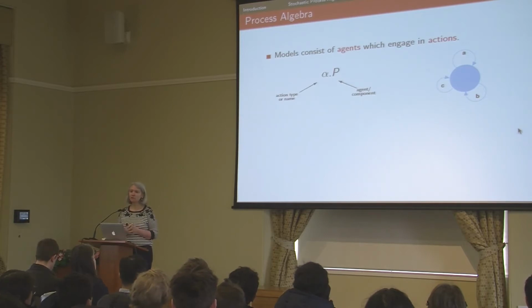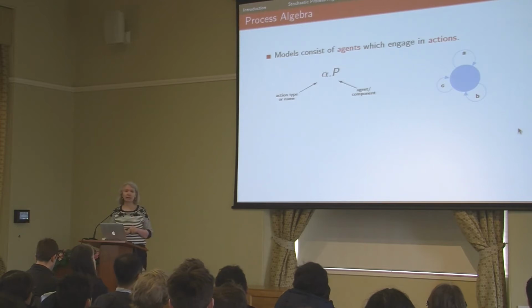Their languages are called CCS and CSP, and the C is communication for both of them. So they're really about interaction between agents, and they were designed at first to give semantics to concurrent programs. The key idea is that we have agents who engage in actions.